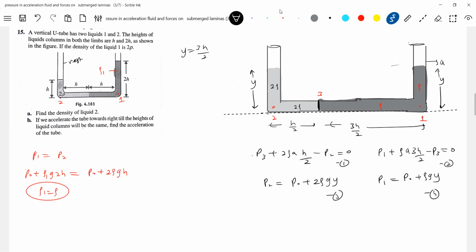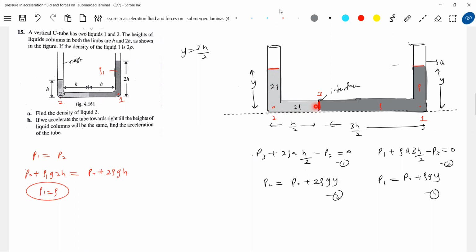Or directly, sir, I'll write between 2 and 1. Yes, you can write it. I just wanted students to learn, so I split it up. This interface is very important. In some numericals, I'm going to take help of this one. You can also write directly from this point to this point.